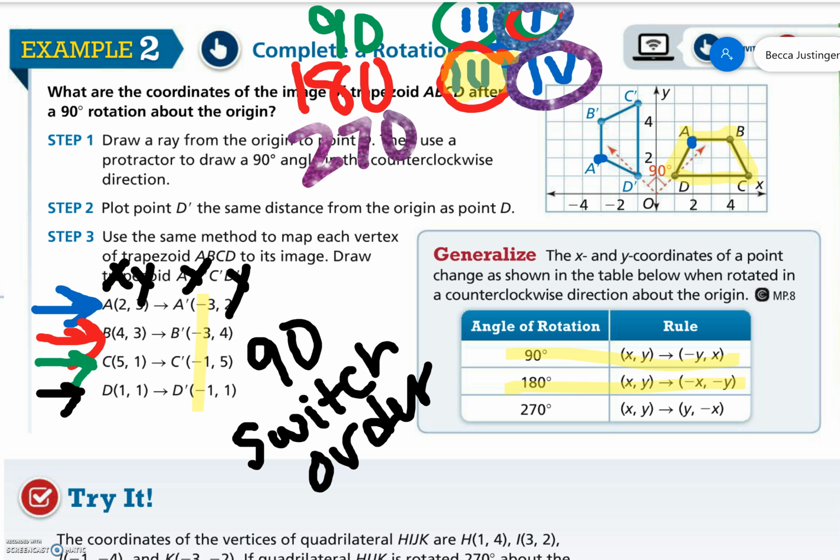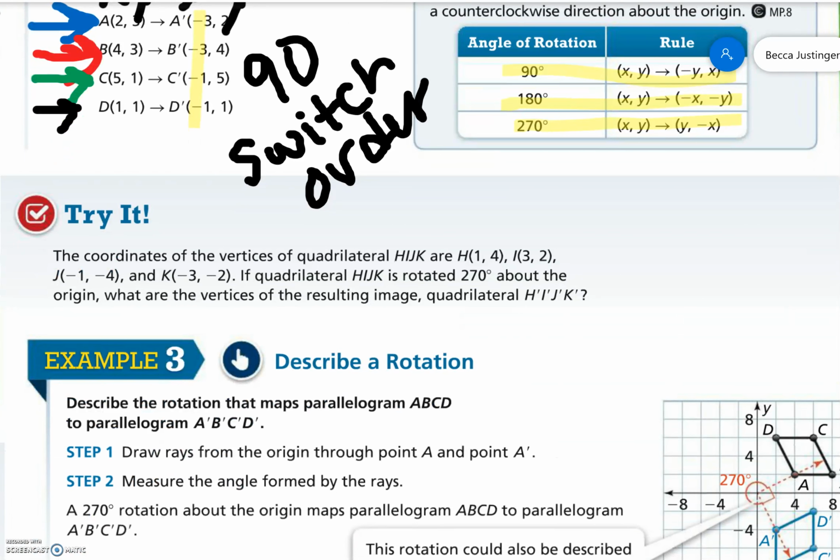And then 270 degrees, you switch the order, and the Y value is negative, because that's what's in the fourth quadrant. Let's try it. The coordinates of the vertices of HIJK are H is 1, 4, I is 3, 2, J is -1, -4, and K is -3, -2. If quadrilateral HIJK is rotated 270 degrees about the origin, what are the vertices of the resulting image?